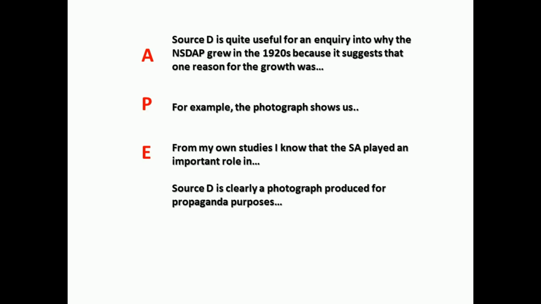And then you would again evaluate the plausibility, the strength, the believability of source D, and you would first of all do that by referring to what you know. And then the second thing, the very fact that the Nazis used this picture for propaganda purposes, that they publicised this picture, does suggest very strongly that actually the SA were very important to the growth of the Nazi Party, and that makes the source very useful.